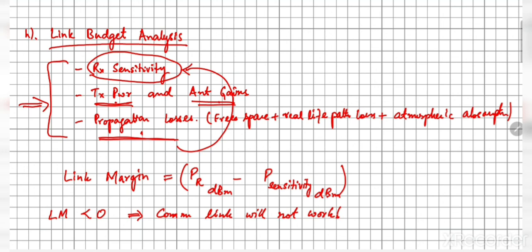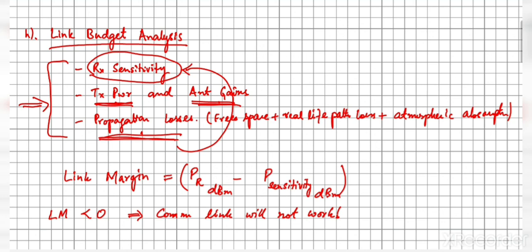And I think it should be clear, but let me also give you an example. Let's say we have the sensitivity of the receiver as minus 100 dBm. And if the amount of received power that we get by taking into account the transmit power, the antenna gains, and propagation losses is, let's say, minus 105 dBm. In that case, minus 105 minus minus 100 will be equal to minus 5. And this link margin of less than 0 would mean that because the received signal is lower than the sensitivity, the communication link will not work.